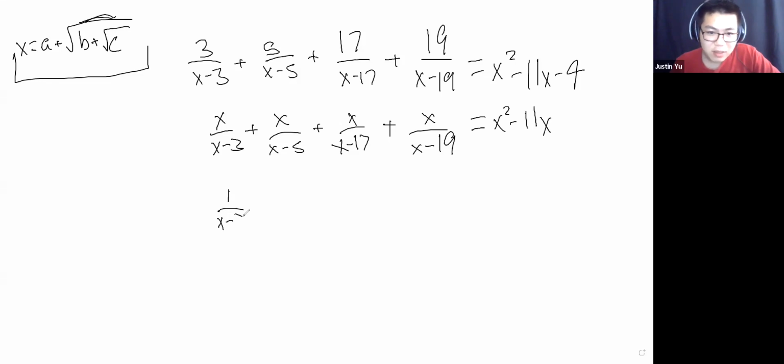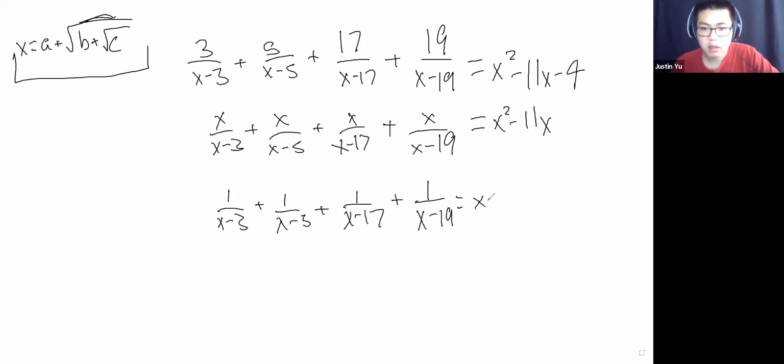So 1 over x minus 3 plus 1 over x minus 5. And you see this already looks so much cleaner. Maybe not so much, but it's a start. So what should we do here?